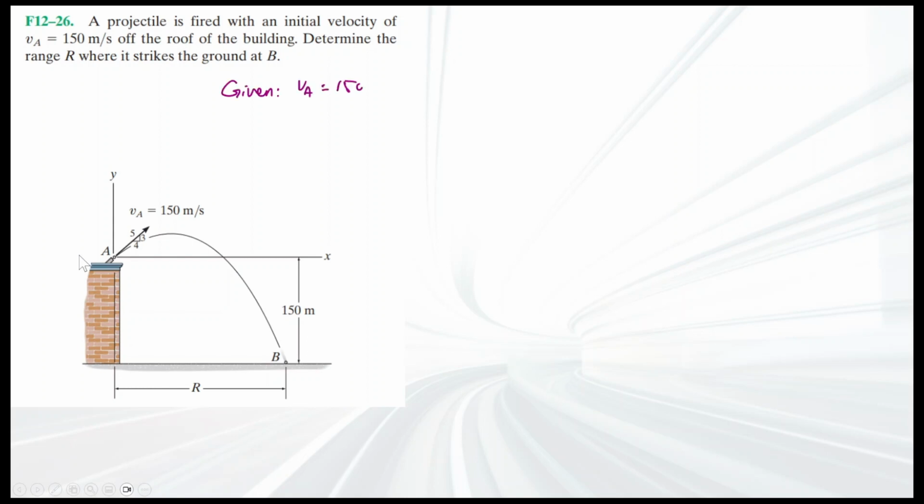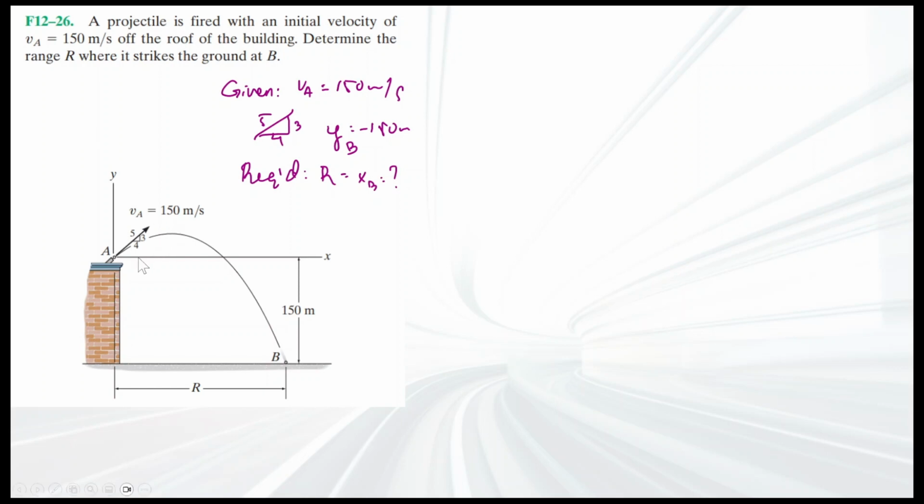So we're going to write down our given. We know that our initial velocity is 150. We know that the vertical position at point B, so we're talking YB, is going to be negative 150 meters. What's required here is XB, so that's our horizontal position. That'll be the range, so we're going to label it R. Okay, so those are interchangeable.